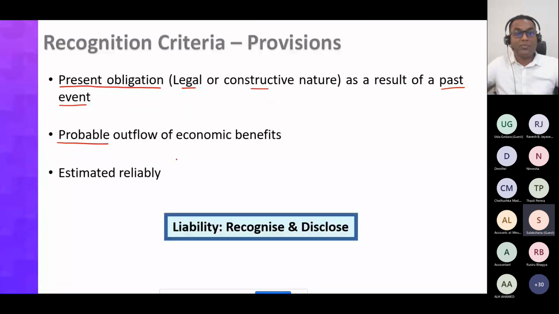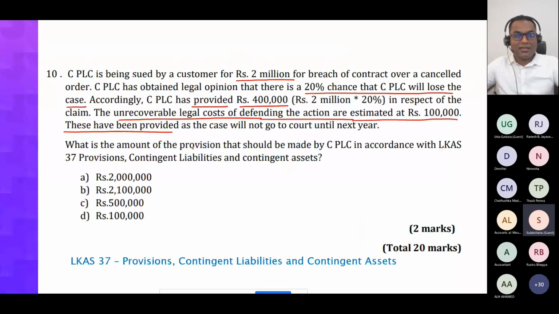More likely than not, more than 50% chance that this outflow will happen. Now in this case, is it probable? CPLC has obtained a legal opinion that there is only a 20% chance that CPLC will lose the case. So can I say that it is probable? No, it is only possible, less than 50%. Then can you make a provision for the possible obligations?